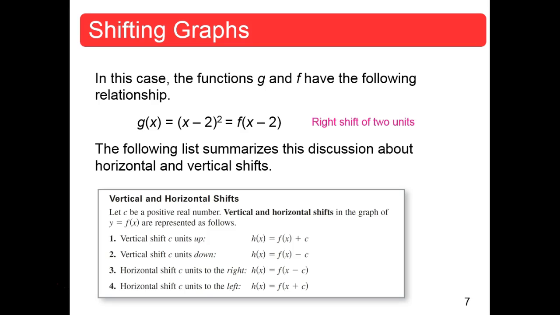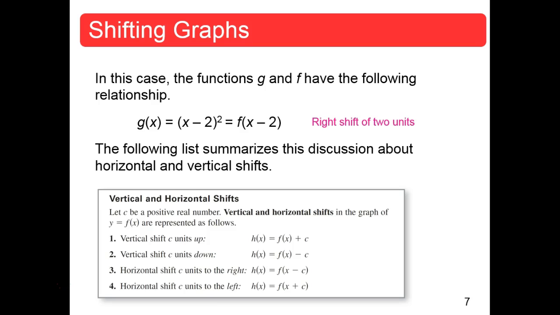So here's a summary of shifts. Horizontal and vertical shifts. Let c be a positive real number. Vertical and horizontal shifts in the graph of y equals f of x are represented as follows. Okay? A vertical shift c units up is going to be what?